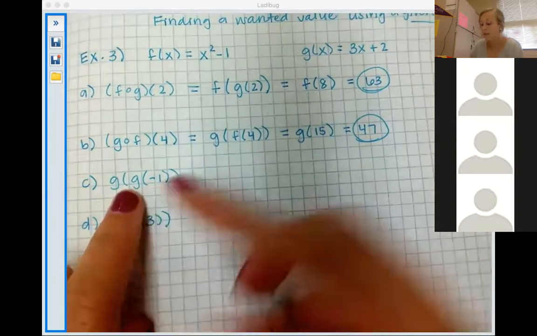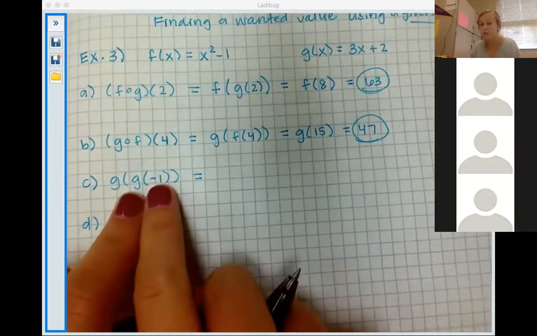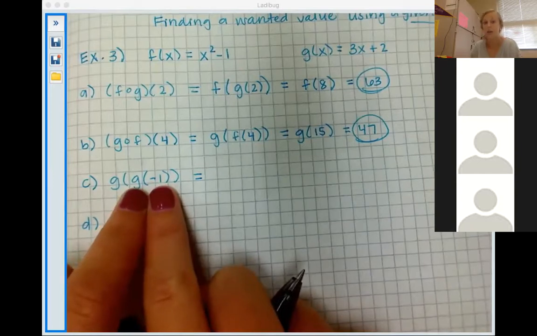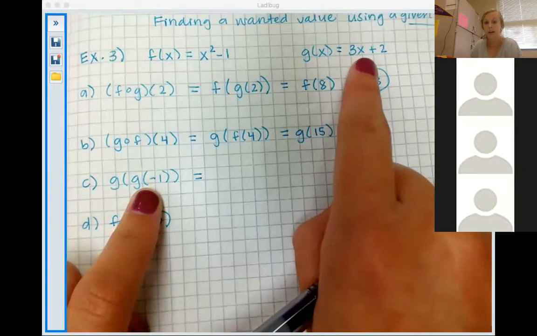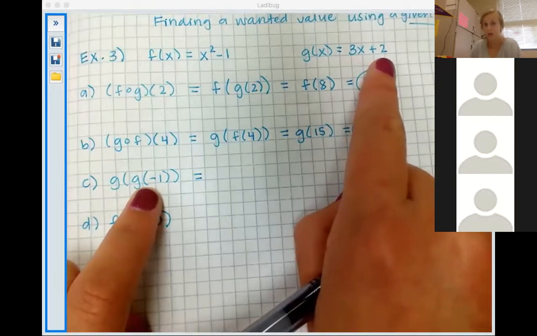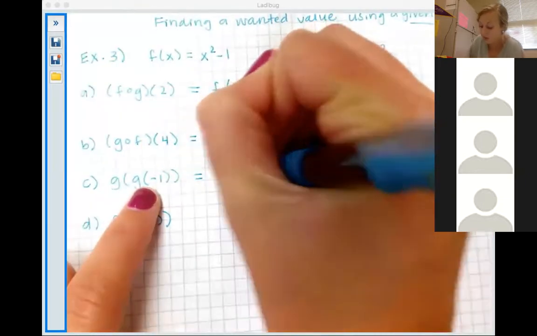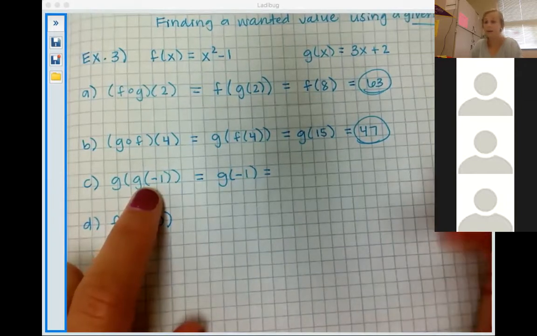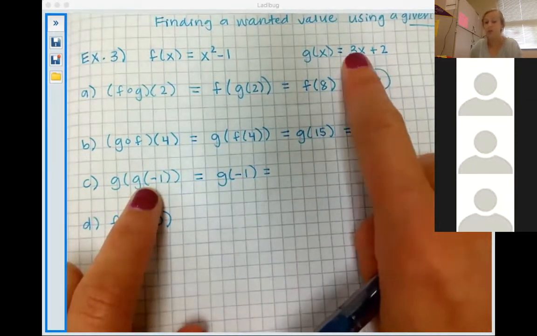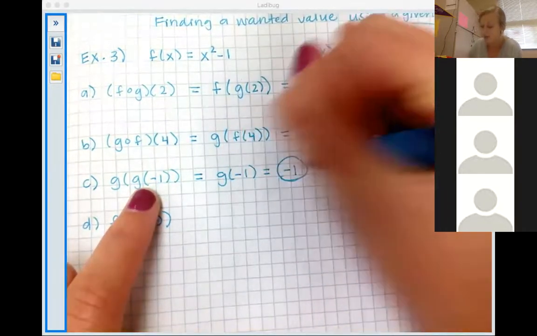So now for C, nothing is different. You substitute -1 into g first. So when I put -1 into g, 3 times -1 is -3, plus 2 is -1, right? So this ends up being just g of -1. Okay, so put -1 back into g. 3 times -1 is -3, plus 2 is -1.